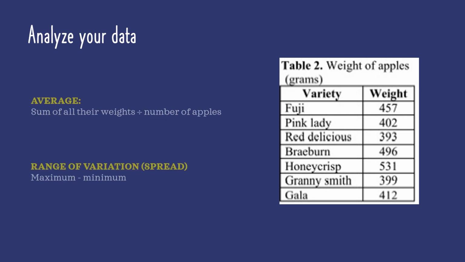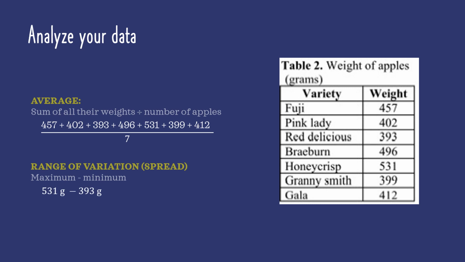This slide highlights what you just performed. You analyzed the average apple weights by taking the sum of all the observed apple weights and dividing it by the number of individual apples observed. You also calculated the range of variation, also known as the spread in the data, by subtracting from the maximum observed weight the minimum observed weight.